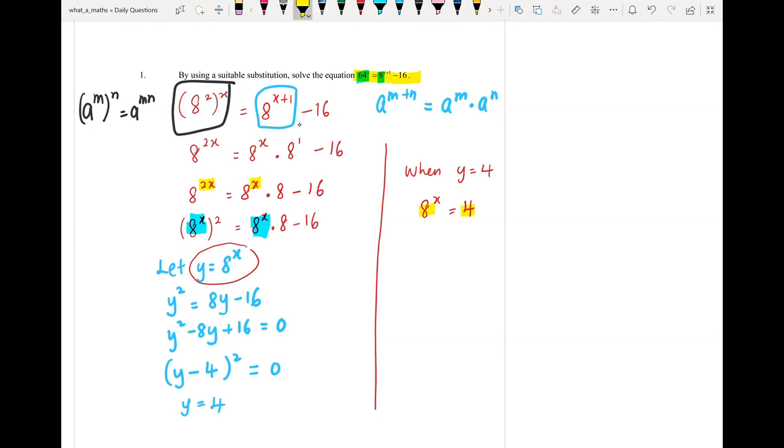Okay, check the base first. Find the relationship between 8 and 4. 8 can be written as 2 power 3. 4 can be written as 2 power 2. So this is 2 power 3x equals to 2 power 2. Now when the bases are the same, I can make a conclusion that therefore the index are also the same. 3x is equals to 2. So x is equals to 2 over 3.